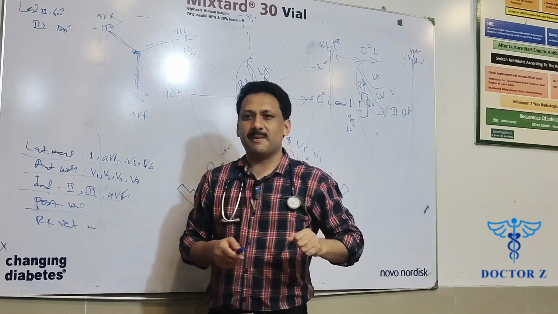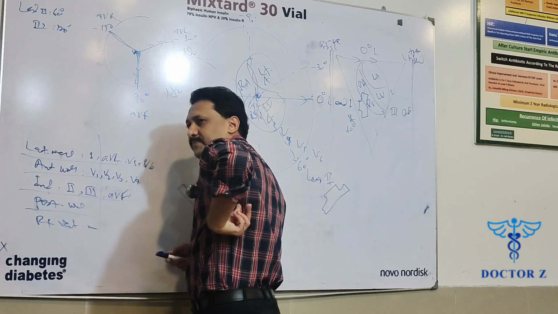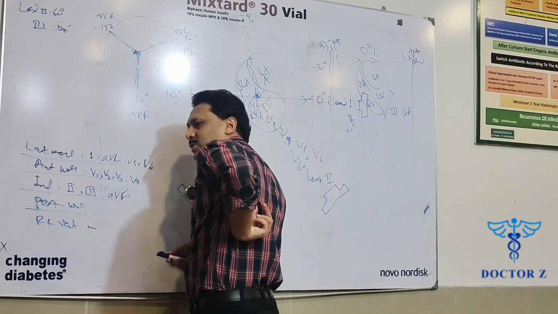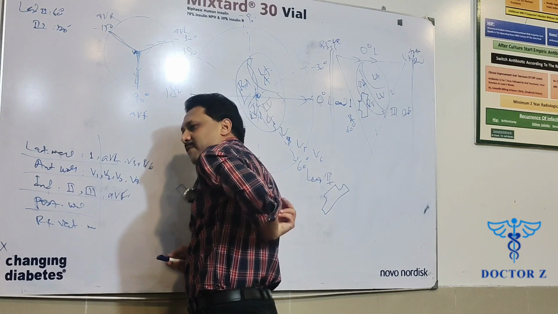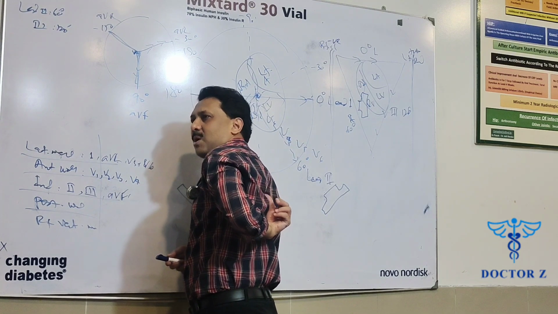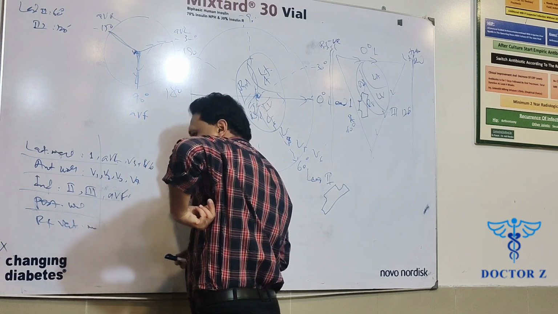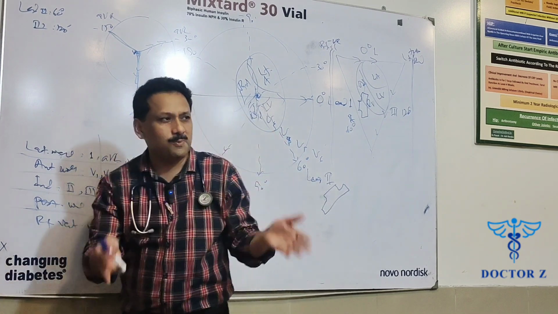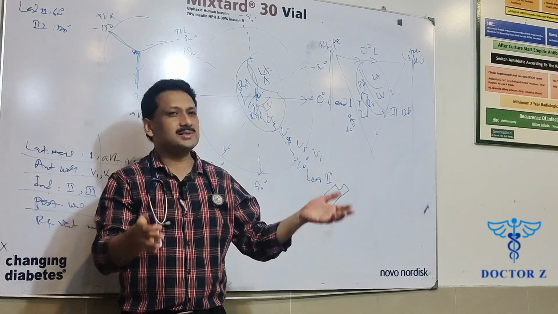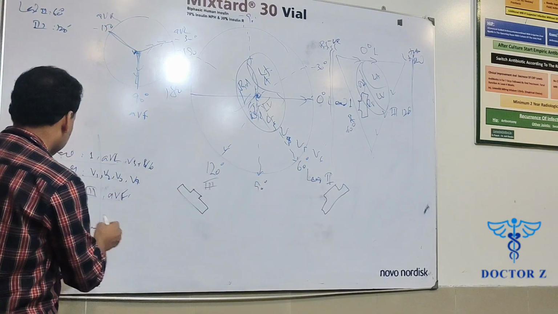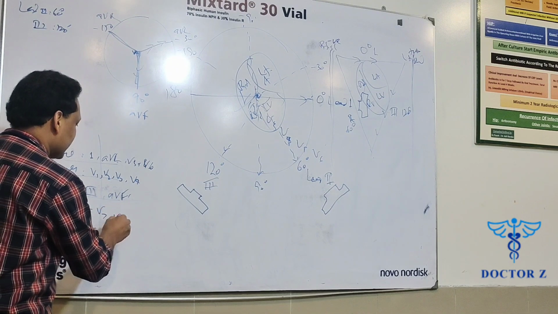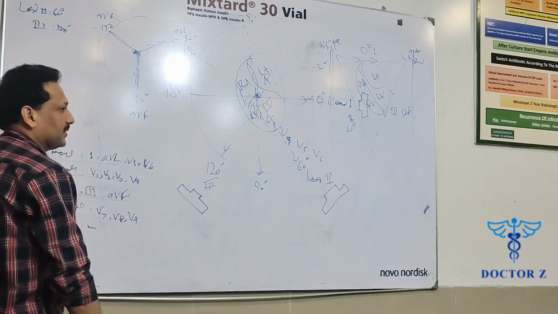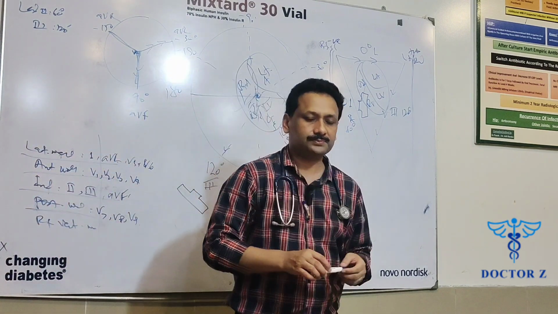Where will you be placing these cameras? V7 here, V8 just close to the lower border of the scapula, and V9 just across this scapula on the other side. So V7 at the posterior axillary line, V8 here and V9 here. Yes, we do place these cameras, and we can easily interpret the changes of the posterior wall by placing these electrodes, V7, V8, V9.